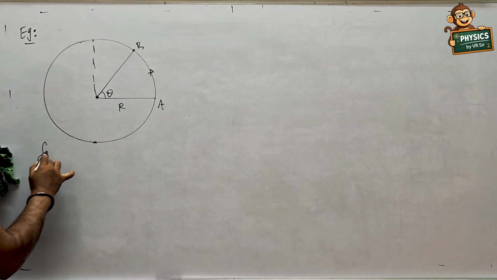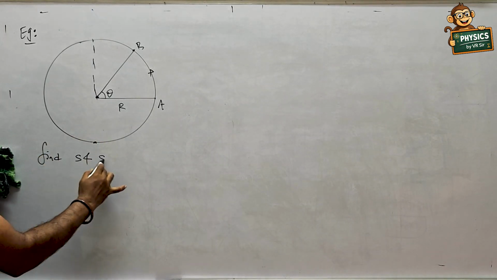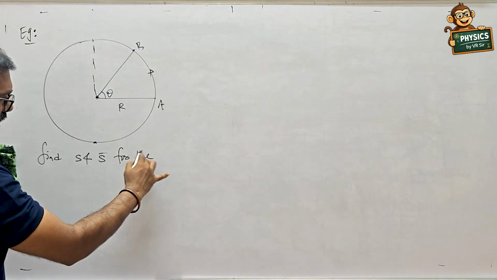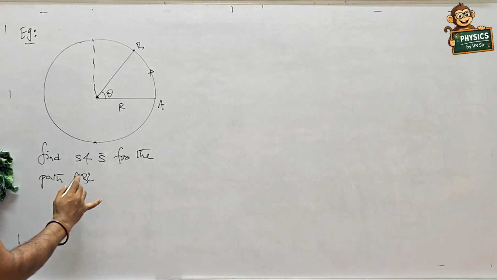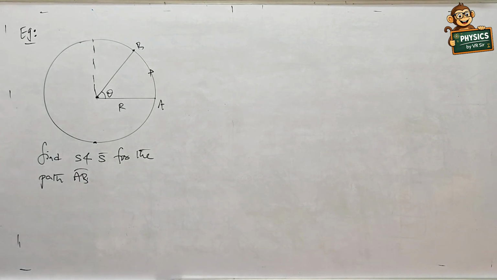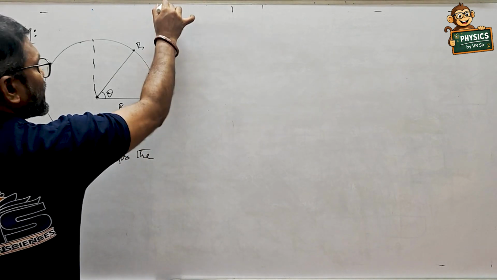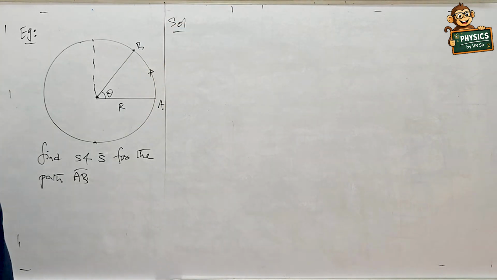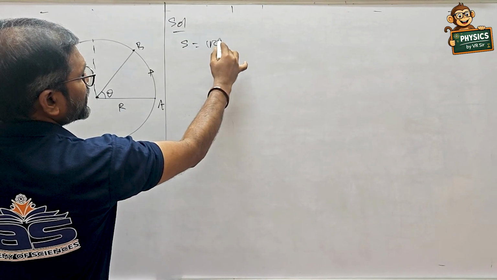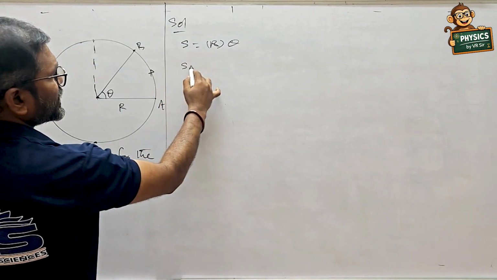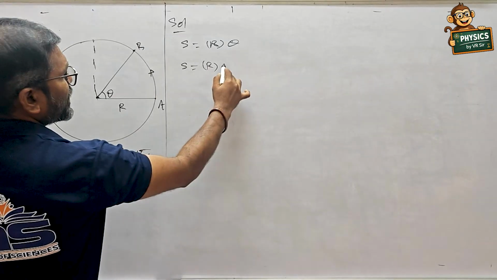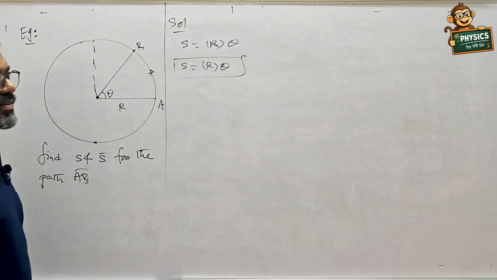In this case, find the distance and displacement for the path AB. So, for the path AB, they are asking to find the distance and displacement. Now, we all know distance is nothing but radius into the angle subtended by the arc at the center. Isn't it? S is equal to R into theta. That itself is the distance.